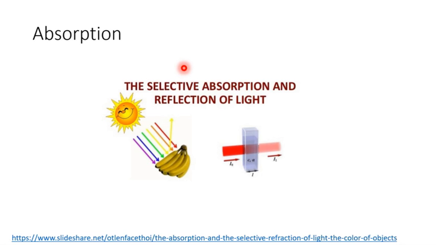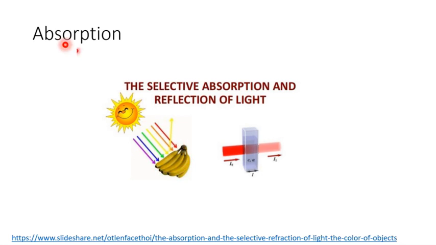Moving to our next one, which is absorption. The light emitted by the sun is unpolarized light. It consists of all the wavelengths of light: violet, indigo, blue, green, yellow, orange, red. So what happens when this unpolarized light falls on your normal day-to-day products, let us say a banana in this case? This banana reflects only the yellow light, and all the rest of these lights are absorbed.